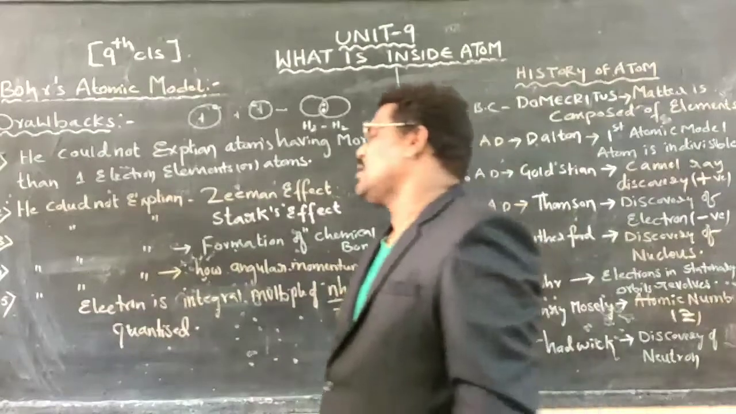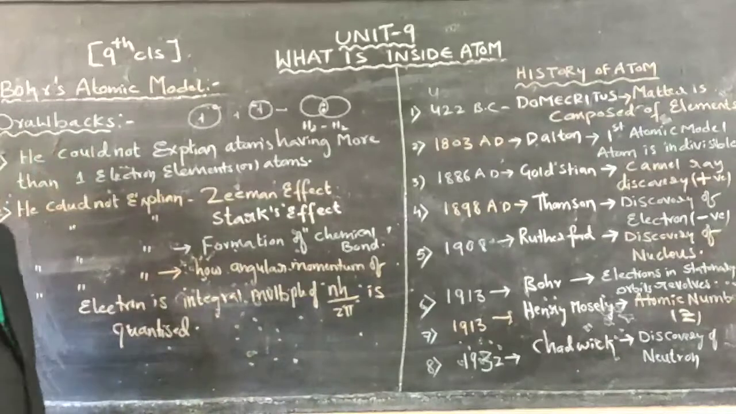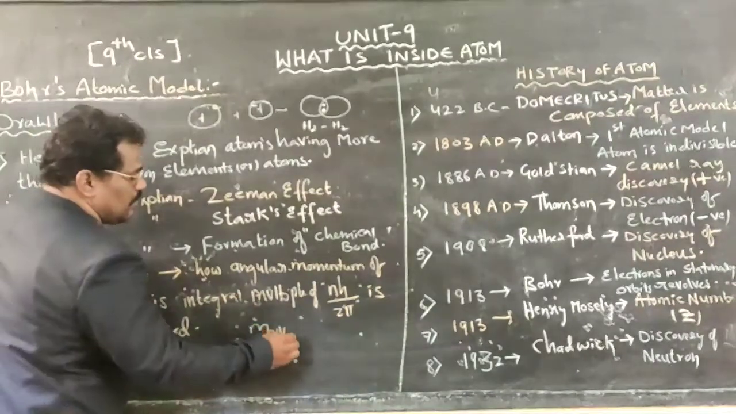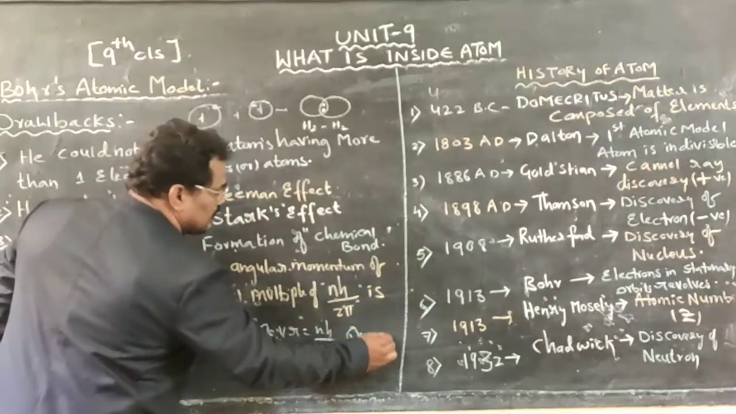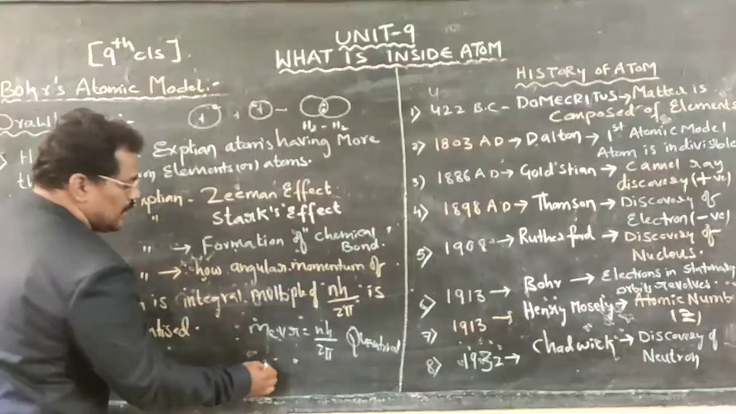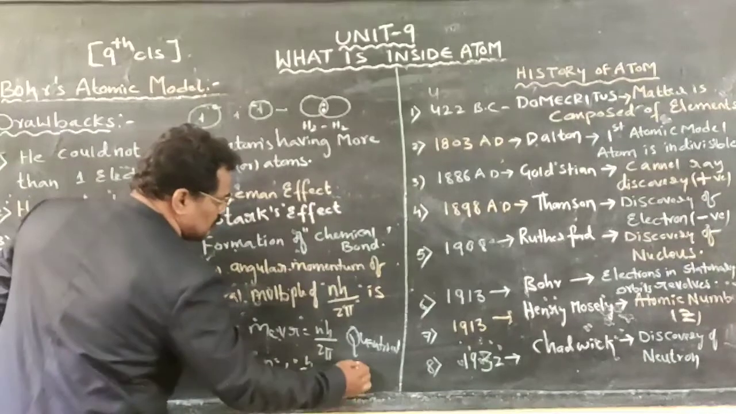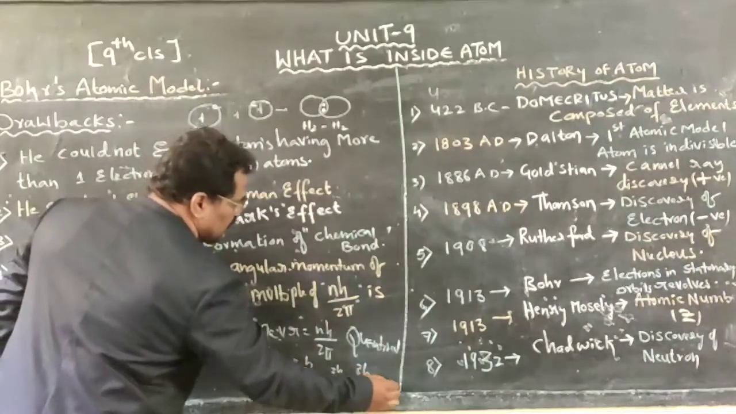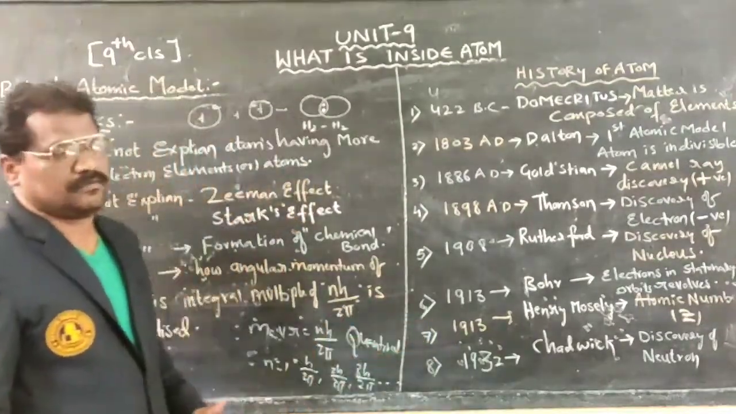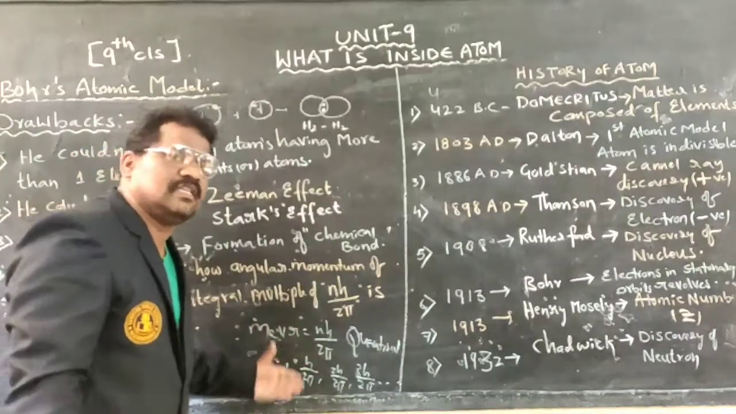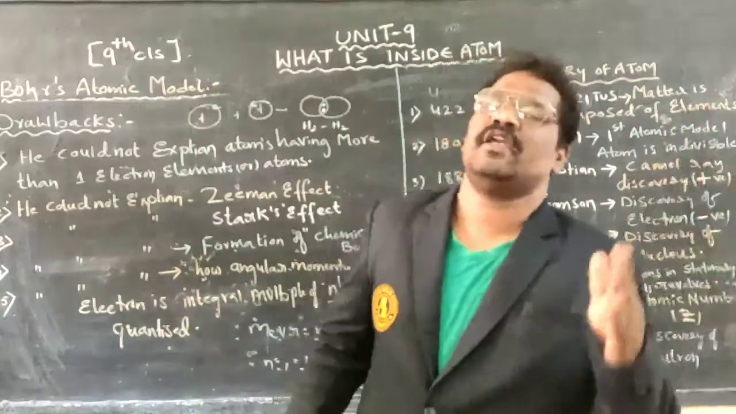The last drawback is what? He could not explain or justify the angular momentum of the electron, mvr. mvr is equal to nh by 2 pi. It is quantized for each orbit. If I am taking n equal to 1, h by 2 pi it is quantized; 2h by 2 pi it is quantized; 3h by 2 pi, and so on. nh by 2 pi, the electron orbits get quantized. He could not give a clear justification of how this energy quantization takes place for each and every orbit.